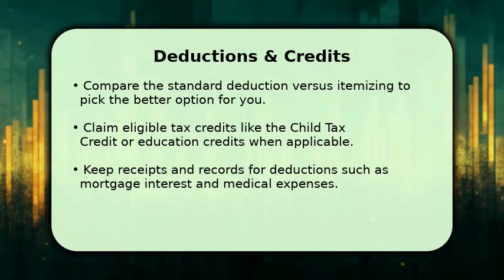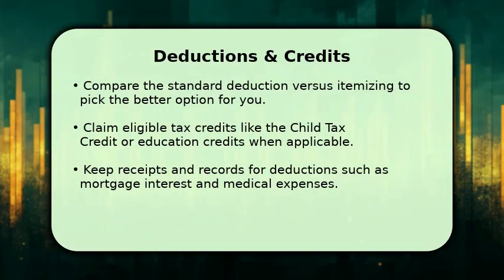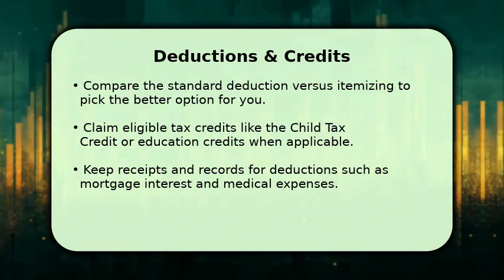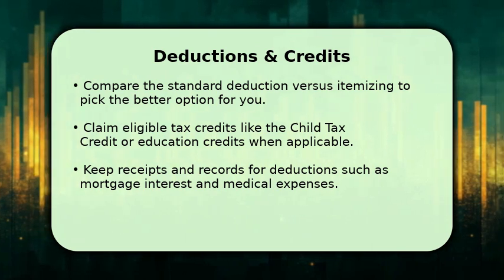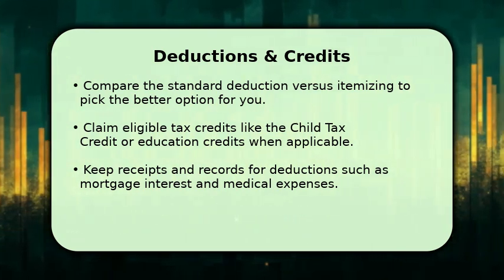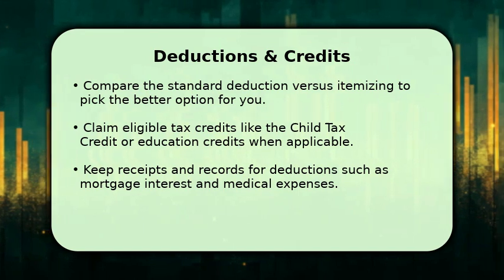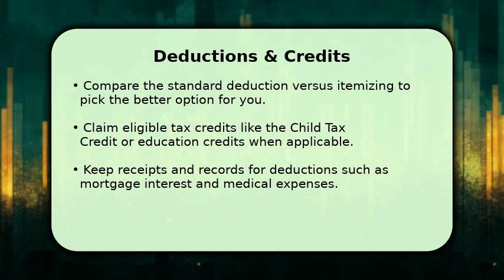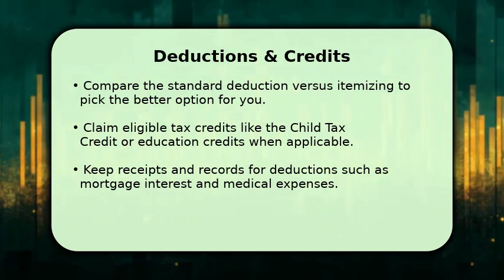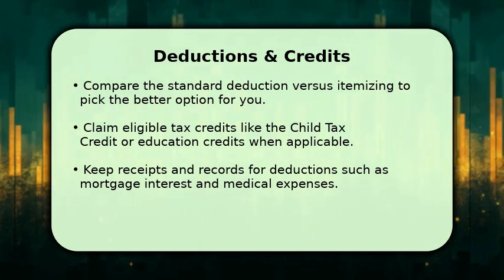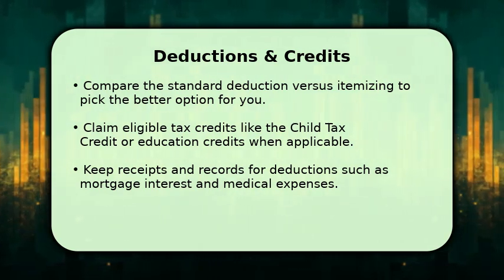Decide between the standard deduction and itemizing by totaling mortgage interest, state taxes, and qualifying expenses. I will show simple thresholds and when itemizing beats the standard deduction. Next, identify credits like child tax credit and education credits that directly lower tax owed. Keep clear receipts and organize records so you can support deductions if needed. This approach saves money and reduces audit risk with straightforward steps.